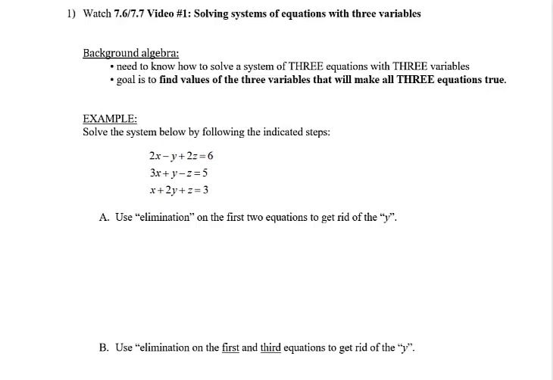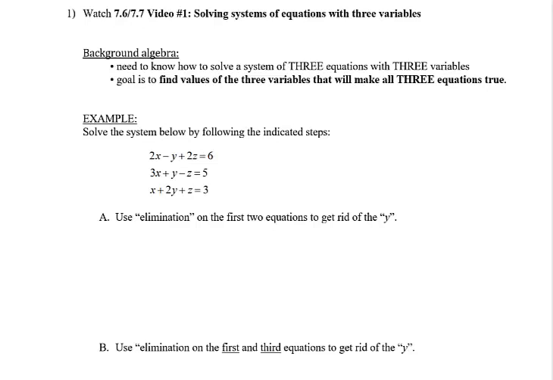This is video number 1 for sections 7.6 and 7.7, solving systems of equations with 3 variables. This lesson is about how to find the equation of a parabola, of a quadratic function, when you don't know the vertex. If you know the vertex, you just use vertex form, and we covered that earlier in the chapter. But what if you don't know the vertex?